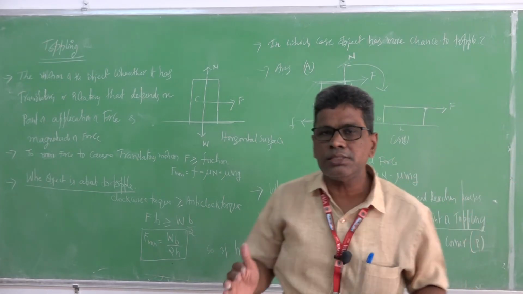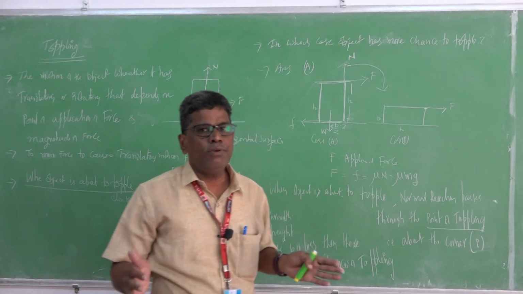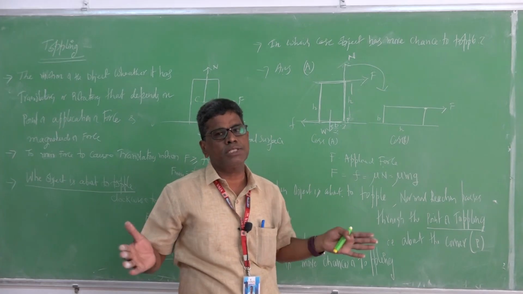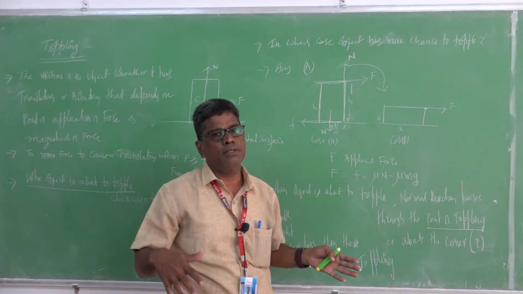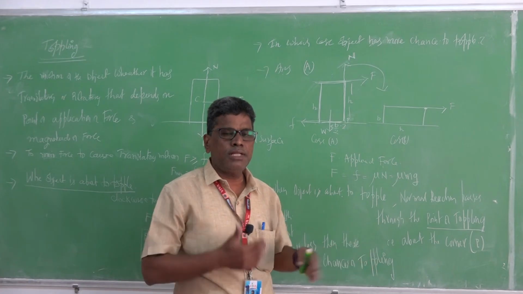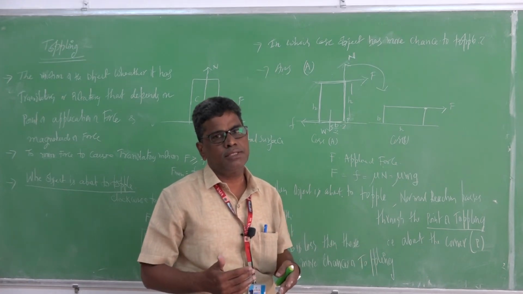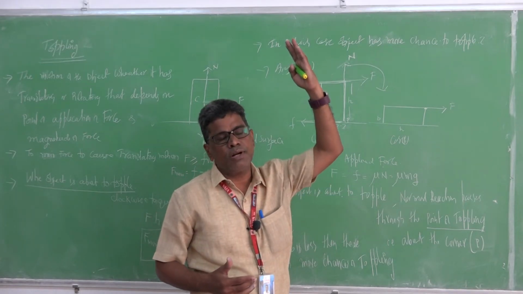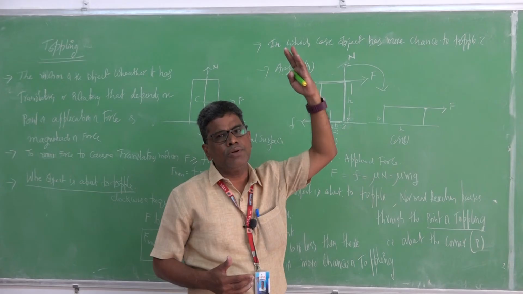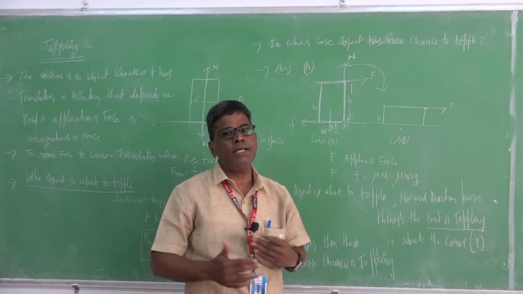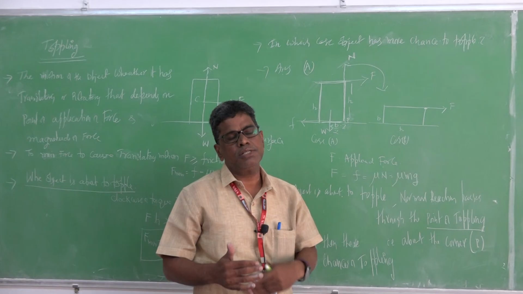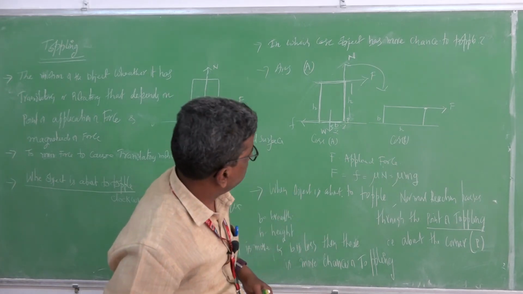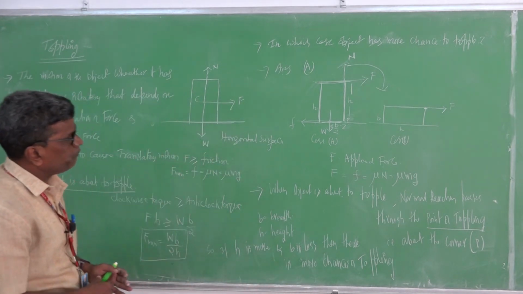That's why for vehicles, height should be less and base should be more. For a bus, height should be less and base more, then the chances of toppling will be less. For a double decker bus, the height will be more than an ordinary bus. So it has more chances of toppling. That's why double decker buses are not successful on the roads. That is the reason.